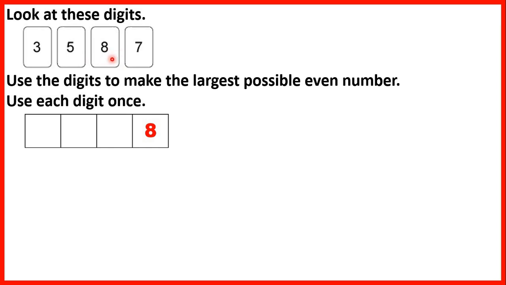So now that we've written the 8 in our ones, we can write the largest remaining digits in the larger place values. So 7 is the largest digit because we've already used the 8, so we can have 7 in our thousands, then 5 in our hundreds, and 3 in our tens.